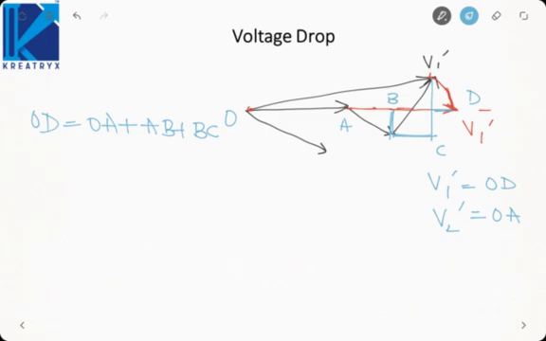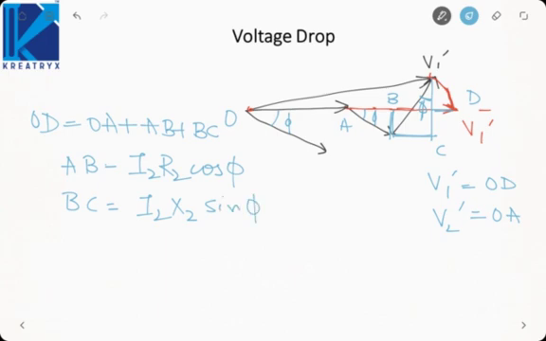Now if you see, this angle was phi, so this angle will also be phi, and this angle will also be phi. Now this length is I2R2, so AB can be written as I2R2 cos of phi, because we are finding the base of the triangle from the hypotenuse. Then BC can be written as I2X2 sin of phi from this triangle, and I am neglecting the term CD here.